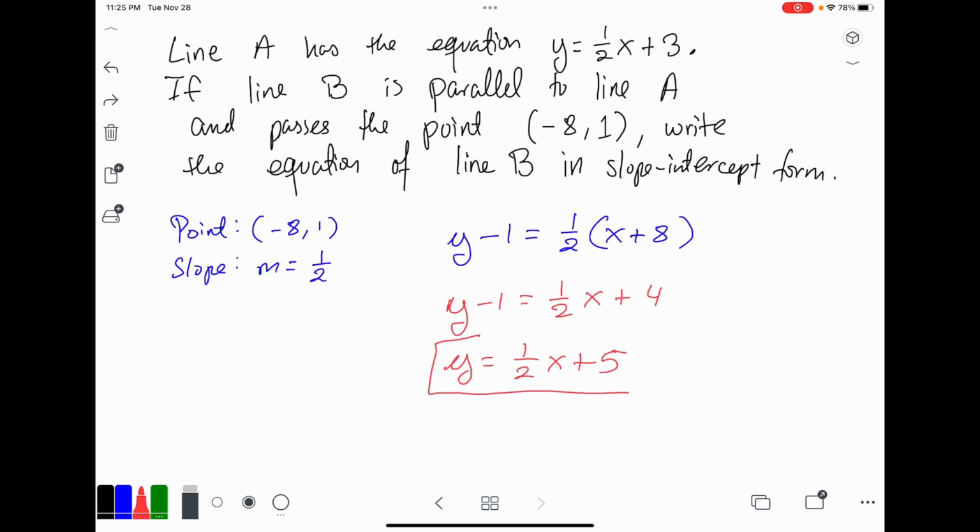And there you have it. This is the equation of our line in slope intercept form. Because we knew the point that the line passes through, and we know that it's parallel to line A, and we have the equation of line A, which clearly tells us that the slope is 1/2, because the two lines are parallel, they have the same slope. Therefore, because we know a point and we know the slope, we were able to write the equation in point slope form. And then to write it in slope intercept form, you just have to solve for y.